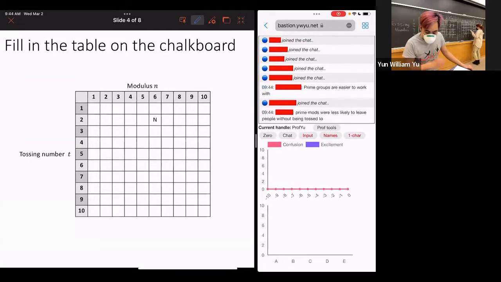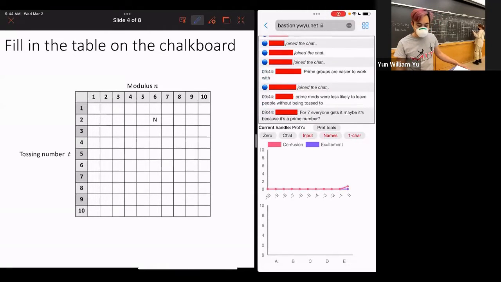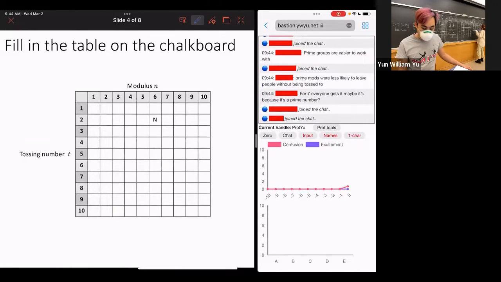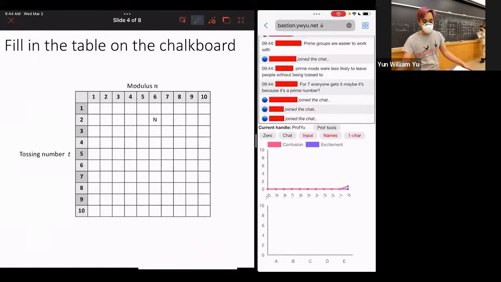Someone else had in the chat that prime groups are easier to work with. Prime mods were less likely to leave people without being tossed to. For seven, everyone gets it, maybe because it's a prime number. Okay, so it seems like there was some other, more subtle fact that people were discovering, something about prime numbers, which sort of makes sense, right? Because we were talking about those a lot right before reading week.